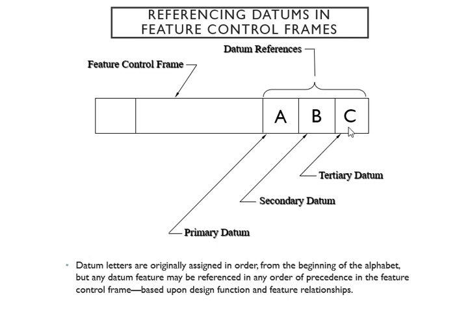And these are your datum references. There are 3 of them: primary, secondary, and tertiary. Even though we put them in the box in order, you can reference them in any order you want. That's what it's talking about here. Any datum feature can be referenced in any order, and that order has to be based on your design function and also the feature relationship.